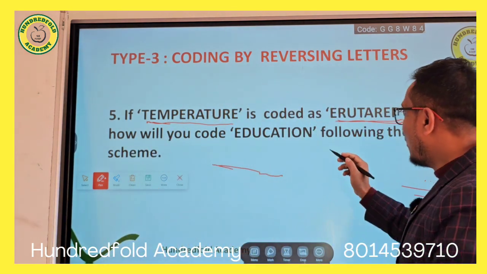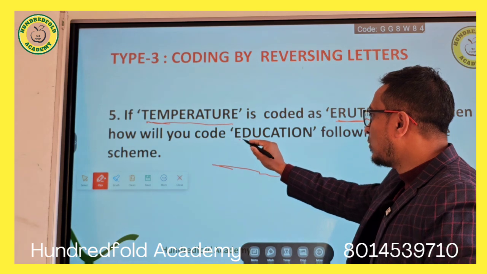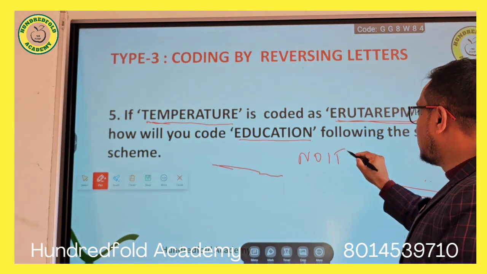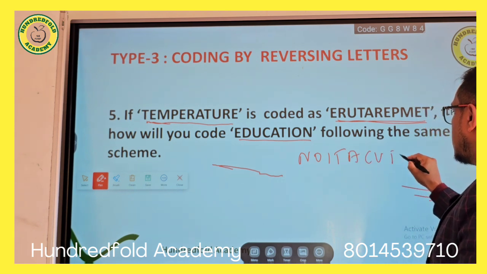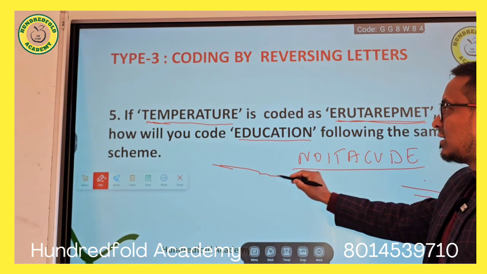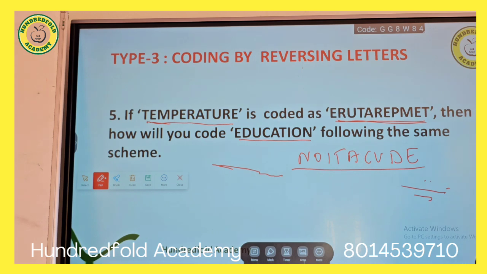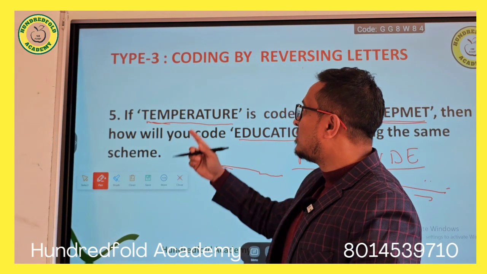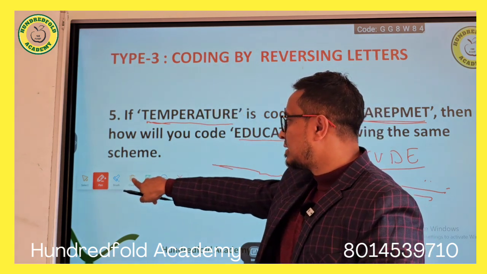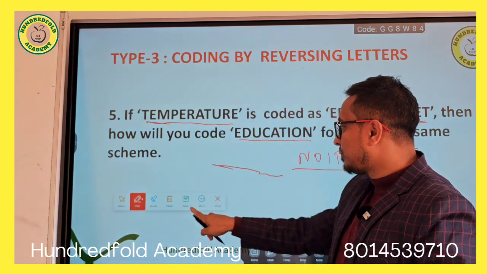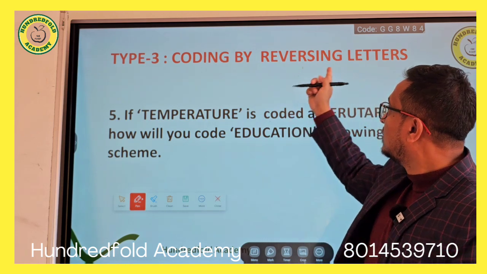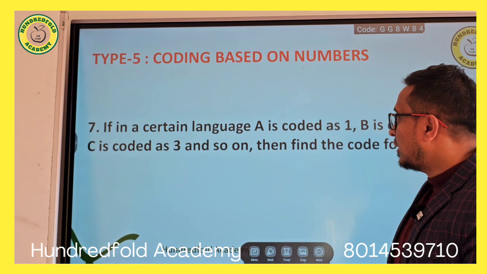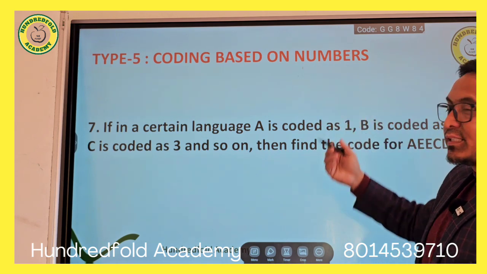So they have reversed the word temperature. Same way, you will reverse the word education. So it will be N-O-I-T-A-C-U-D-E. So your answer is N-O-I-T-A-C-U-D-E. So this is how you decode if it comes by reversing it. So this is called coding through reversing letters.